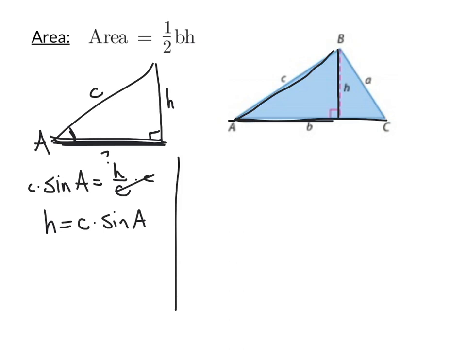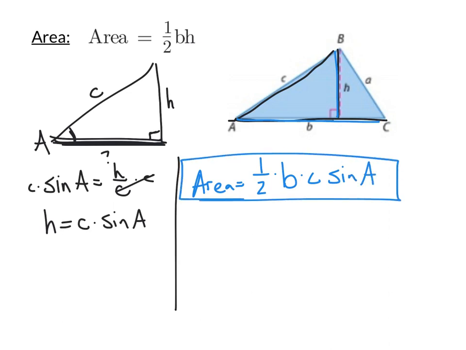Going back to our formula for area now, instead of being 1/2 base times height, it could be 1/2 times base, the entire base of the triangle, times the height, which we just saw is C sine of A. So we've created a new formula that will also find the area of a triangle when we don't know what the height is. So 1/2 times the base, and then the sine of the angle times this side right next to it.